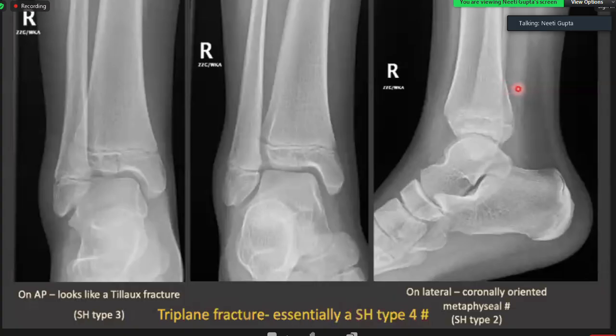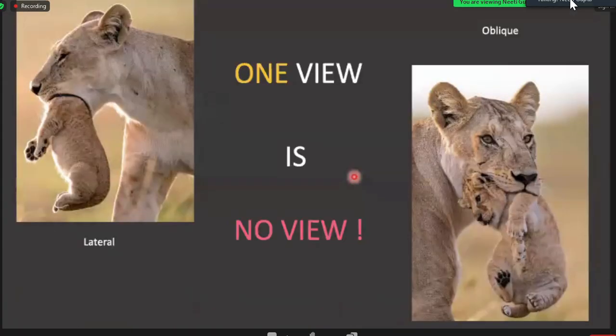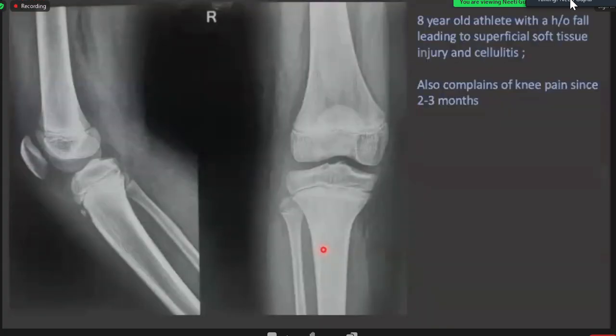I will not be elaborating too much on the Salter-Harris classification because it plays more of a descriptive role rather than prognostic. And the Salter-Harris type is not strongly related to the prognosis. Prognosis is more associated with the area of injury, that is, in areas of higher growth rate. Injuries of the physeal plate will more likely result in complications. So my main aim of this case was to emphasize the point that one view is no view. You have to look at the AP, lateral, and in addition to that, oblique views if required.